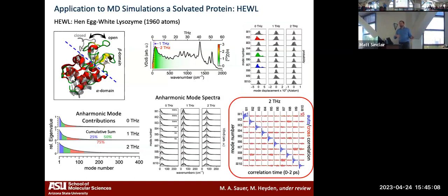And in the cross terms, you see the cross correlations, how vibration modes at the same frequency are picking up that energy over time. And what else picks up energy is, of course, the solvent around it. But there's also energy transfer between vibration modes.